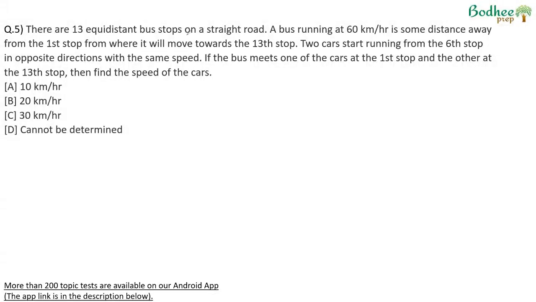There are 13 equidistant bus stops on a straight road. A bus running at 60 kilometers per hour is some distance away from the first stop, from where it will move towards the 13th stop. Two cars start running from the 6th stop. Suppose stop 1, stop 2, and so on. Here is stop 6, stop 7. This is say stop 13.